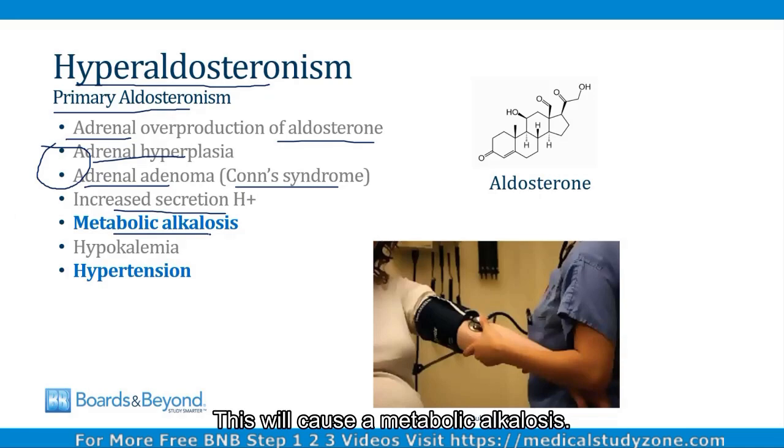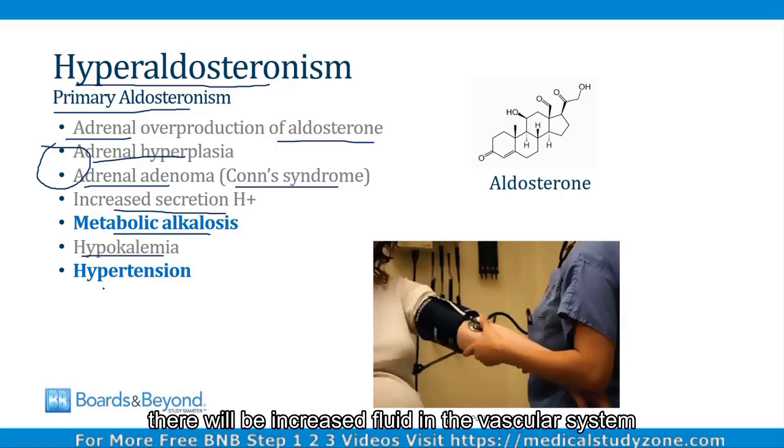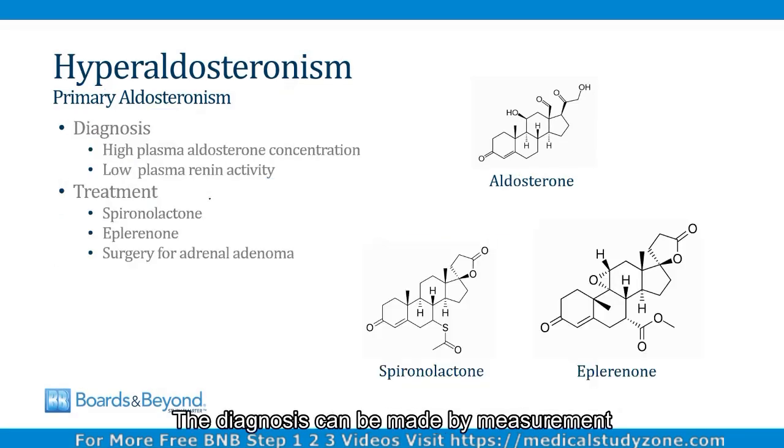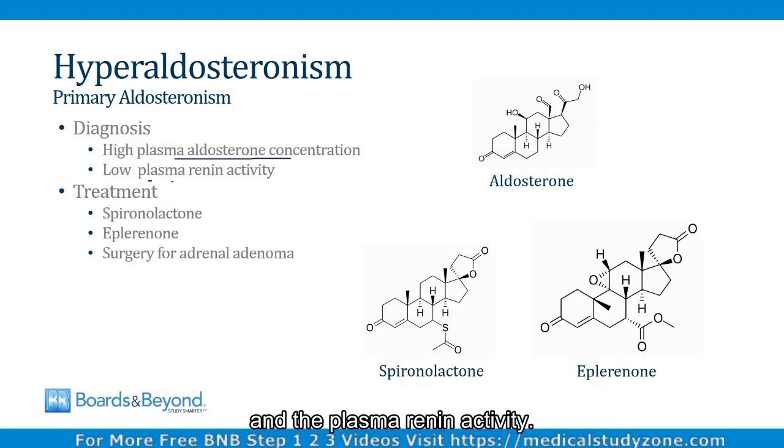This will cause a metabolic alkalosis. There will also be hypokalemia because of excess potassium secretion. And because of the sodium retention, there will be increased fluid in the vascular system, and this will lead to hypertension. The diagnosis can be made by measurement of the plasma aldosterone concentration and the plasma renin activity.